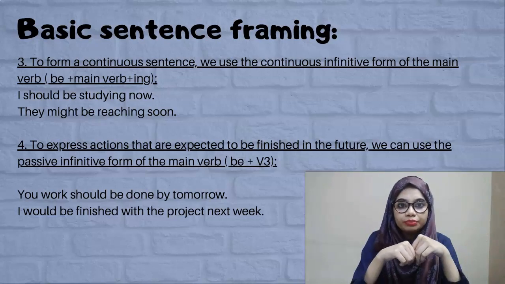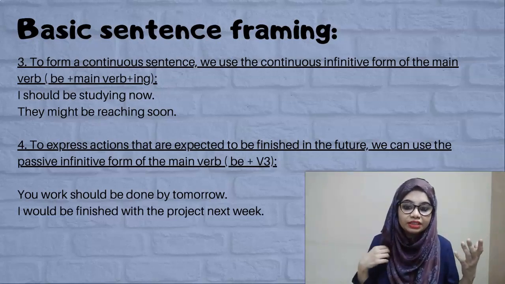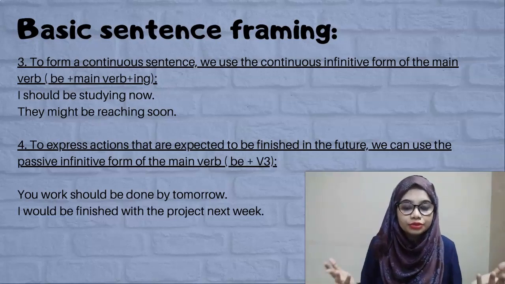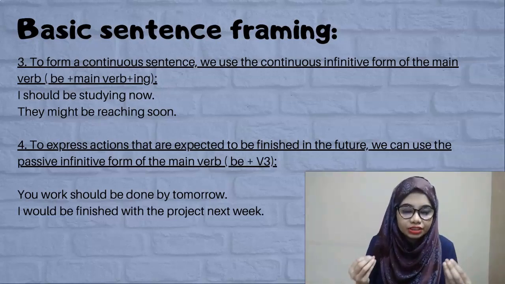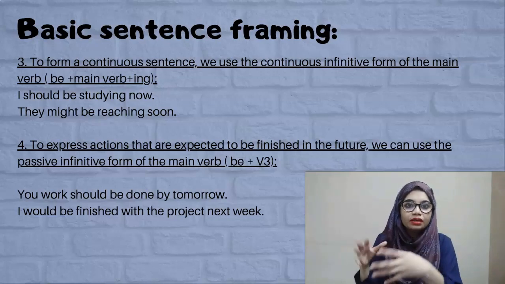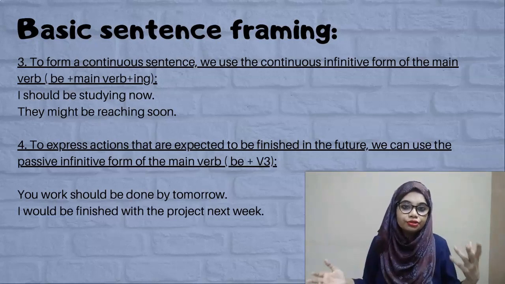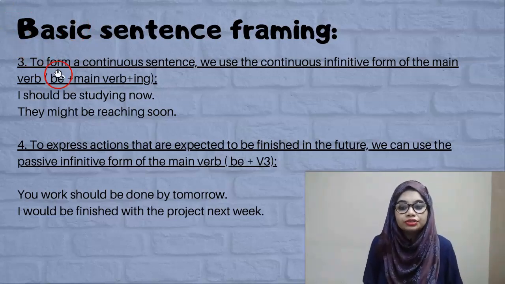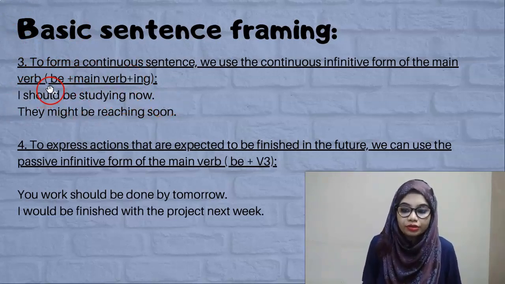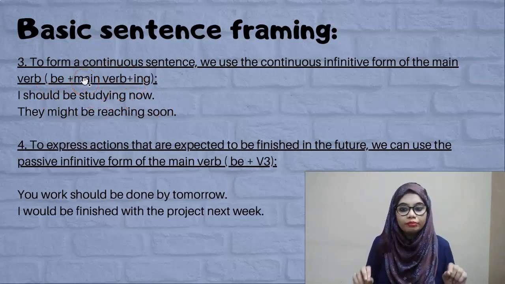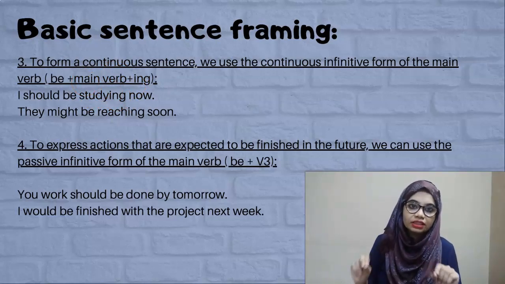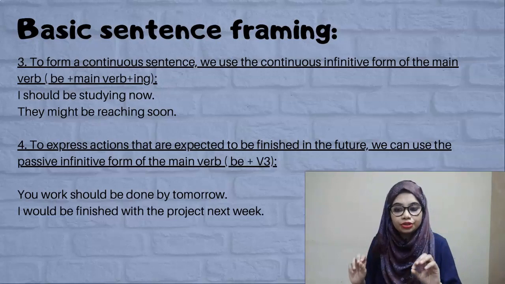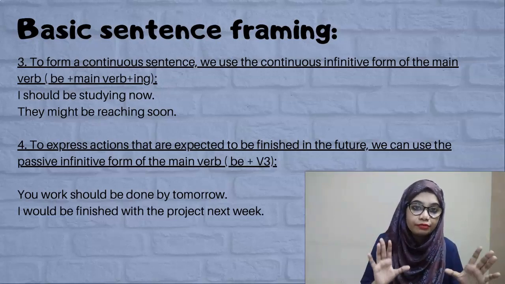You are not supposed to remember the grammatically technical terms of the English language. What we need you to do is just remember the formula, the sentence framing. So if you don't remember this term, continuous infinitive form, it's fine. You just need to remember what's in the brackets. I should be studying now. So should is the modal verb, be, and then main verb study, and then ing. So in order to form a continuous sentence with a modal verb, this is the sentence framing that you will follow: should, be, main verb plus ing.